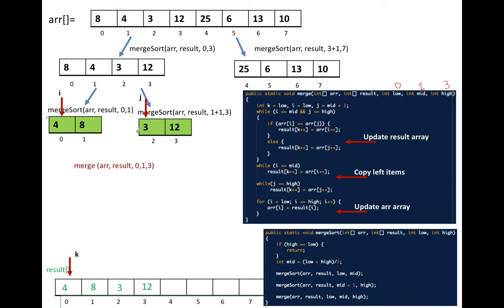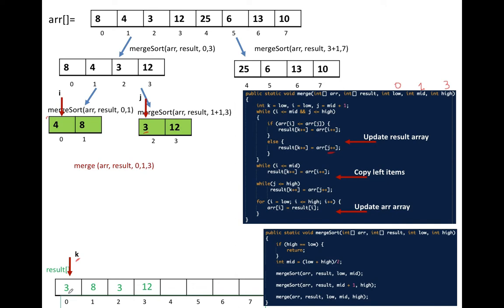So array of i is less than array of j? In this case array of i is 4 and array of j is 3. 4 is not less than 3. So it will go to the else part, and whatever value is present at array of j, which is array of 2, which is 3 in this case, we update that at index 0 in the result array. Why? Because the value of k is 0 and here we are updating whatever the value is that is present at array of j. So we take this value that is 3 and update that at index 0 of the result array.